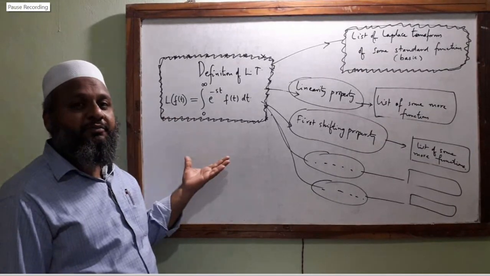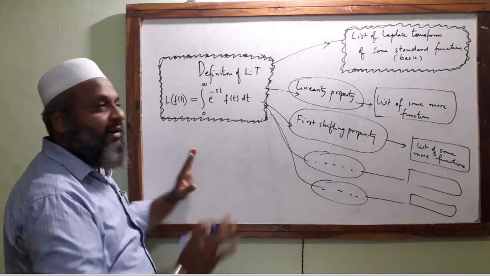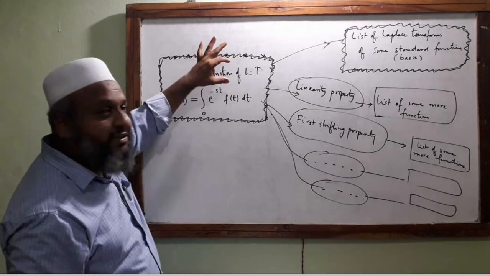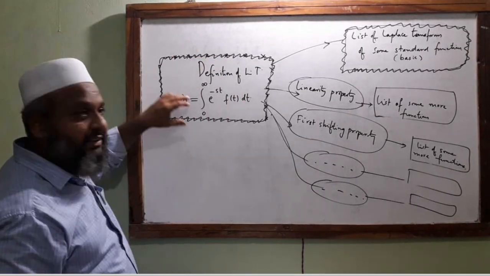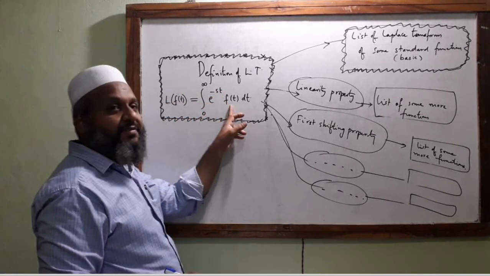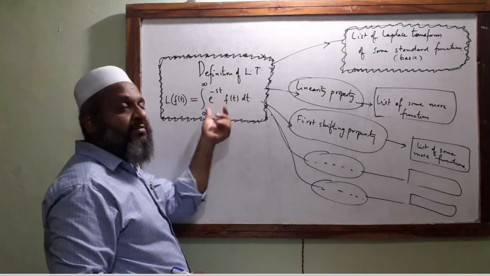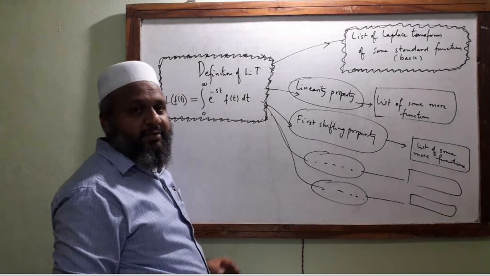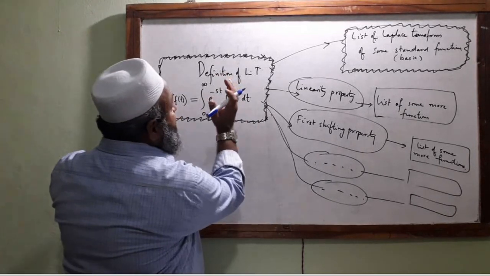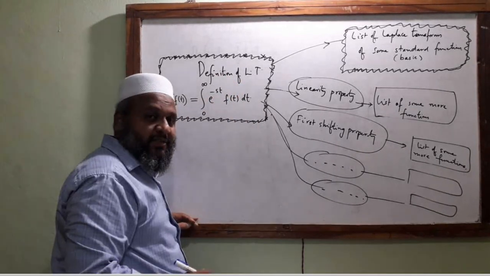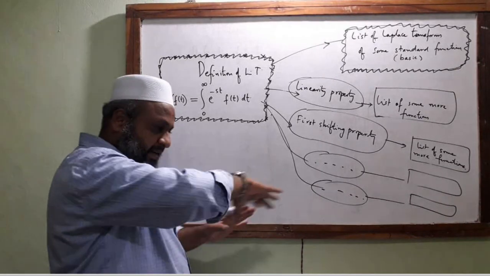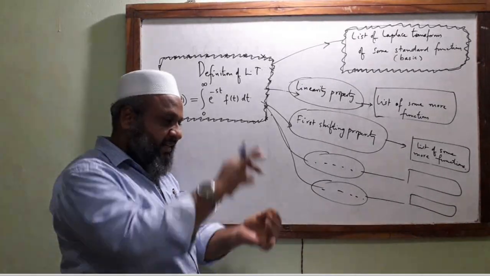Now, whatever has struck in my mind I have written here. That is the definition of Laplace transform. L of f of t is e to the power of minus st f of t, this product integrated from 0 to infinity with respect to the variable t. This is the main fundamental base of the complete Laplace transform study. That is the central point.